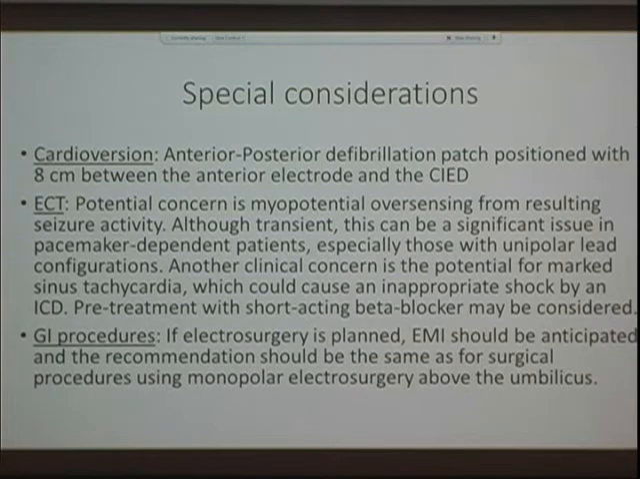And a minimum distance of 8 centimeters or preferably 10 centimeters is advised from the can for the anterior patch. So if it's here, here, and if it's here, a little bit to the side. So 8 to 10 centimeters in AP preferred over anterolateral. For ECT, myopotential oversensing may be an issue, but generally only with unipolar lead configurations. But I don't expect anybody to know whether the device has a unipolar or a bipolar lead configuration programmed. Most pacemakers will be bipolar, so it's rarely an issue.